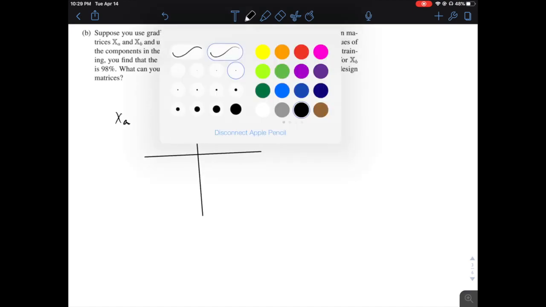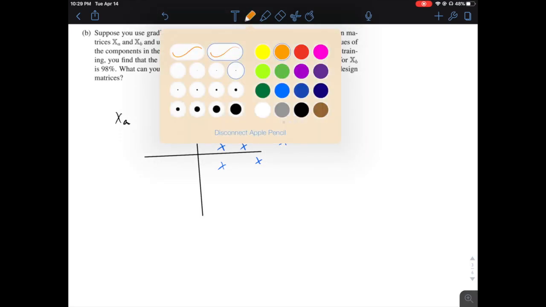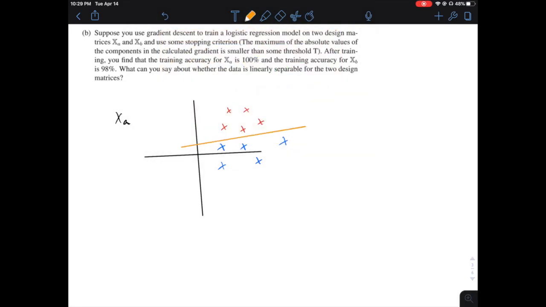So it was possible for our classifier, let's say that XA contained these points and these points. Our classifier was able to find some optimal boundary, like this one, that linearly separated the data. So it's important to know that if you achieve training accuracy of 100%, that is only possible because the data are linearly separable in the feature space.